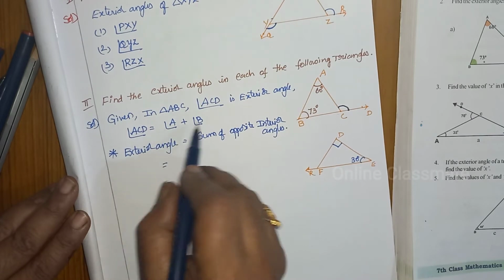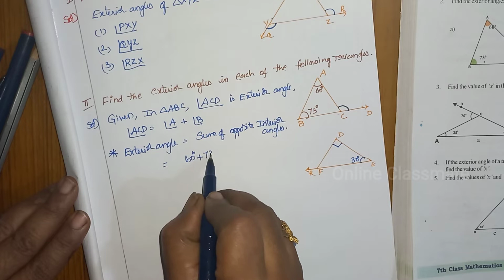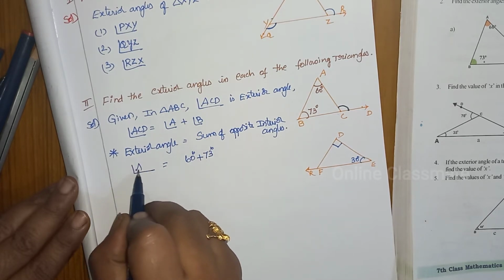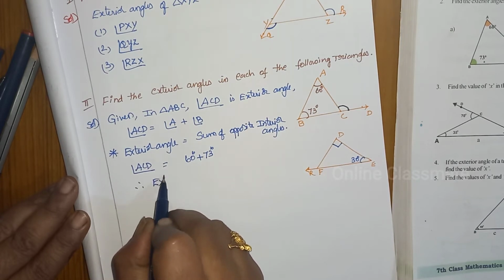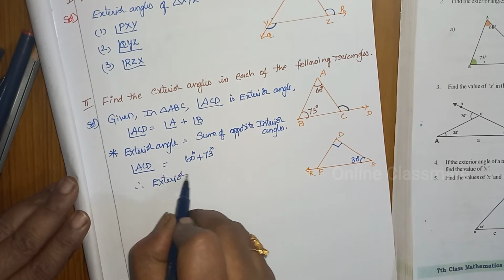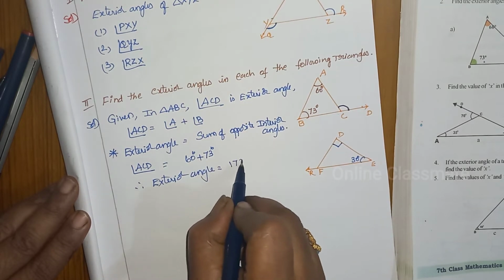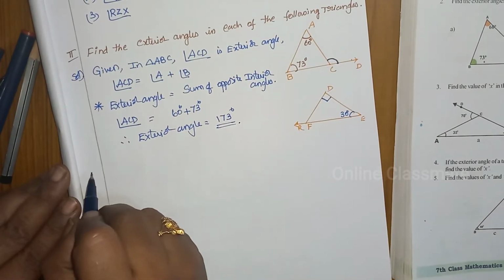Then what are the opposite interior angles? 60 plus 73 degrees is equal to ACD. Therefore, the exterior angle is equal to 133 degrees.